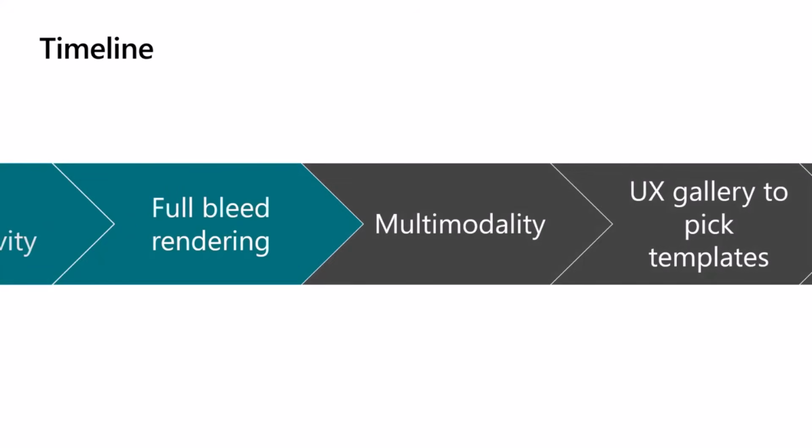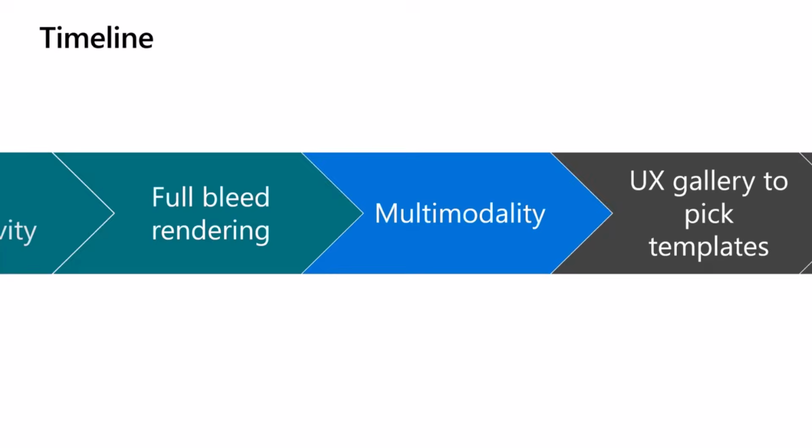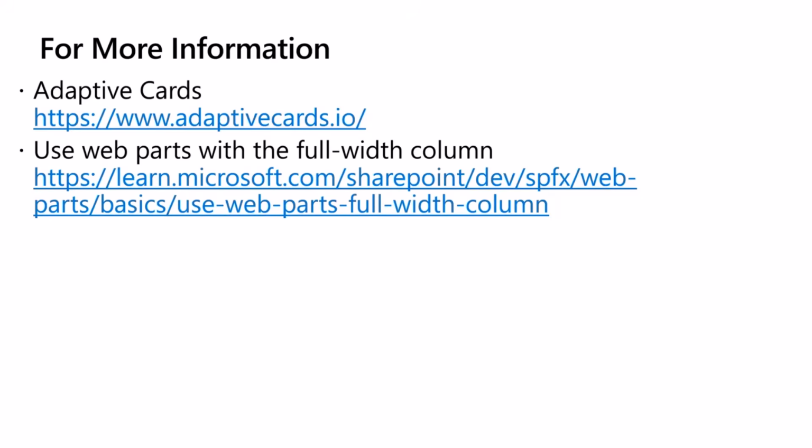Next time in our series, we'll talk about multimodality, which is different ways to use AI in your web part. That will include things like vision and speech. But for now, if you have any questions or you want more information, you can read more about adaptive cards, and you can use the article on how to use web parts with the full width column at the links on the screen. That's it for me.